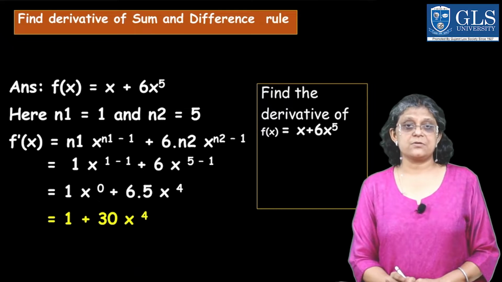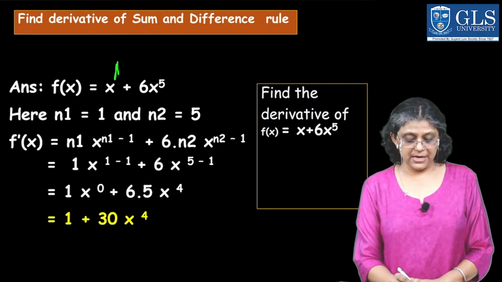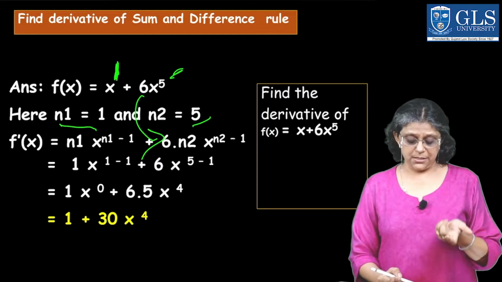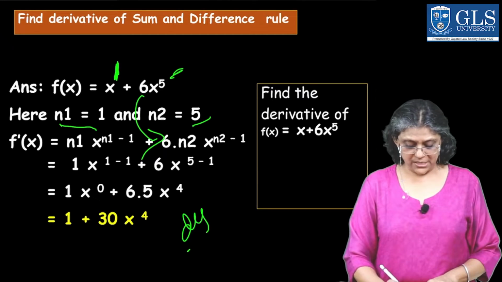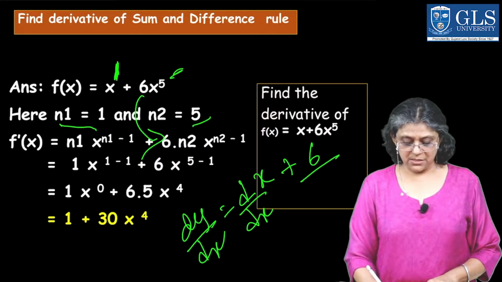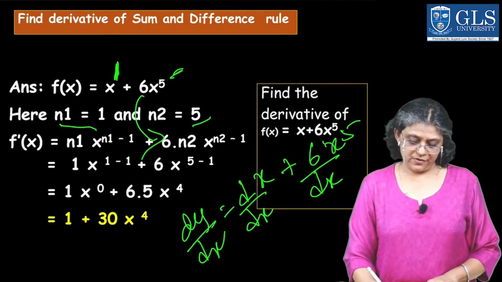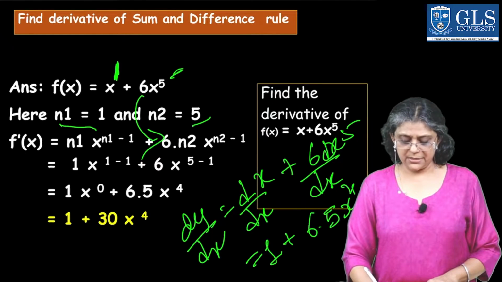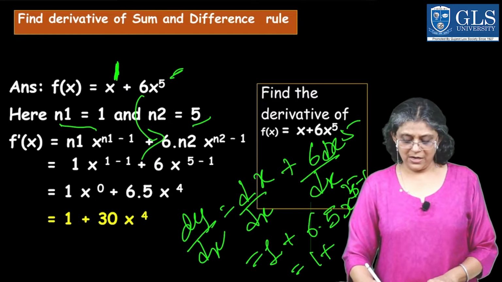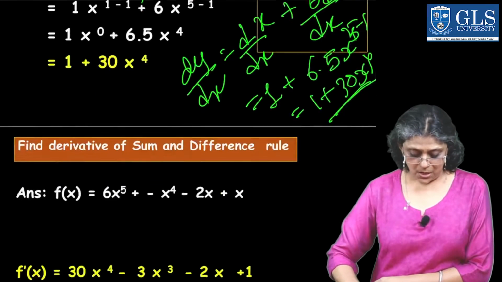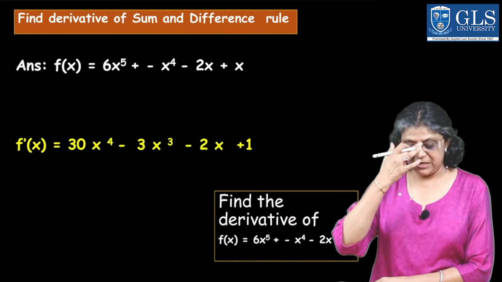Next we have x into 6x⁵. So the power of x here is 1, so n1 is 1, n2 is equal to 5, c is equal to 6, and I think I get the answer here. You can even write your answer in the form dy by dx is equal to d by dx of x plus 6 into d by dx of x⁵. This will give me 1 plus 6 into 5 into x⁵ minus 1, that is 1 plus 30 into x⁴. Clear? Okay.